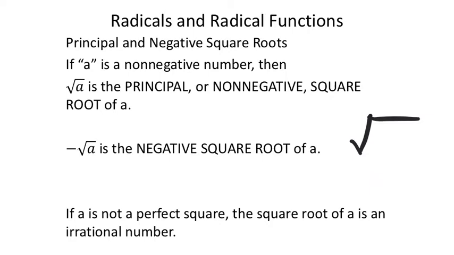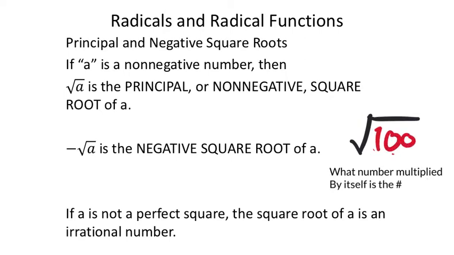When you see a square root symbol like this, all it's asking is what number multiplied by itself is the number inside the square root. A common number here would be 100. If you saw the square root of 100, you'd ask yourself, what number times itself is 100? Of course, I think everyone understands that that would be 10.